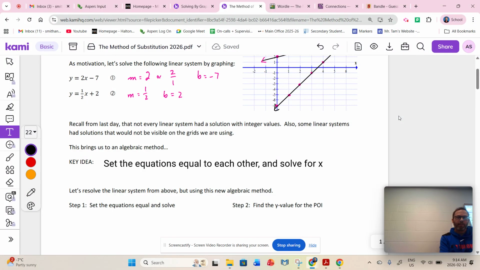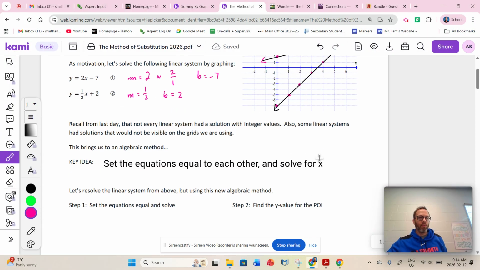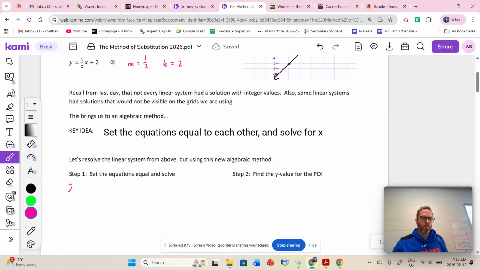So let's see what this looks like. Step 1, we're going to take our 2 lines, and we're going to set them equal. That looks like this. I'll take what's on the right side of line 1, which is 2x minus 7, and I'm going to set that equal to what's on the right-hand side of line 2, 1/2 x plus 2. That's the thing for today.